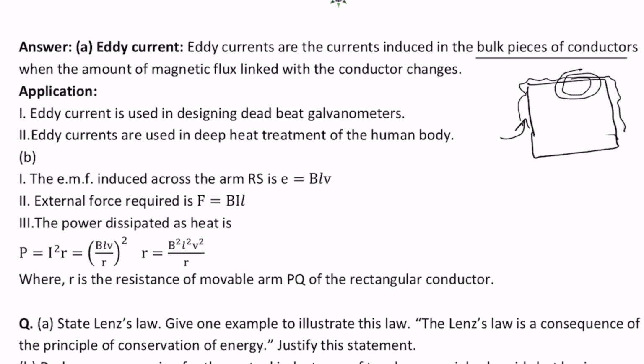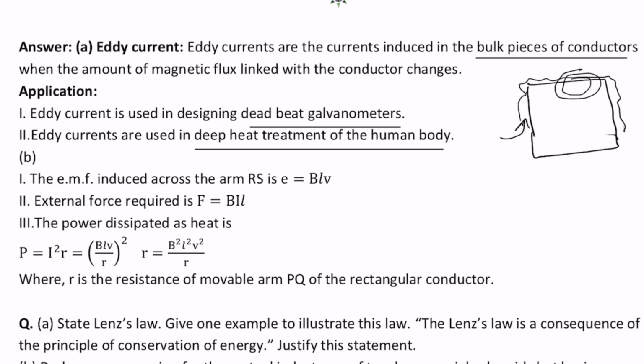Eddy current is used in designing the deadbeat galvanometer, and eddy currents are used in deep heat treatment of the human body. So these are two applications. Now question number 2, first part.